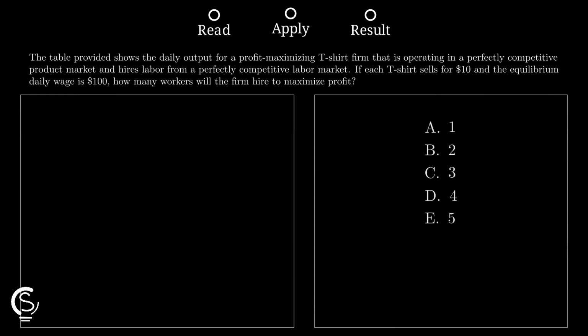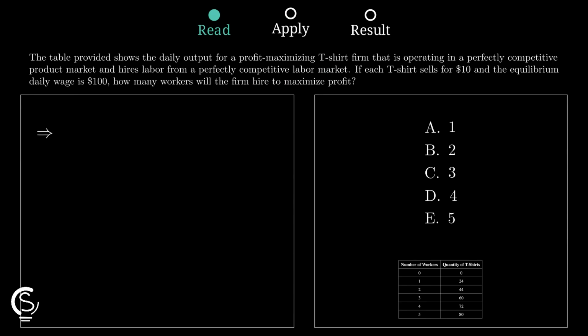To maximize profit, a firm hires until the marginal revenue product equals the wage. Since shirts sell for $10, we multiply the marginal product of each worker by that price. For the fourth worker, the marginal product is 10 shirts. Multiplying 10 shirts by the $10 price gives us a marginal revenue product of exactly $100. This matches the wage.